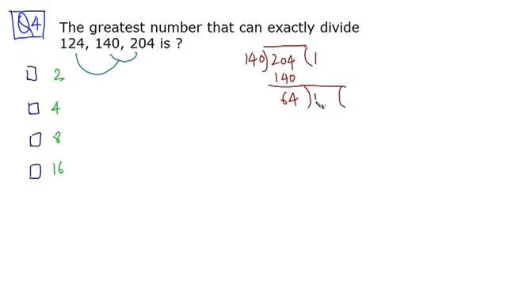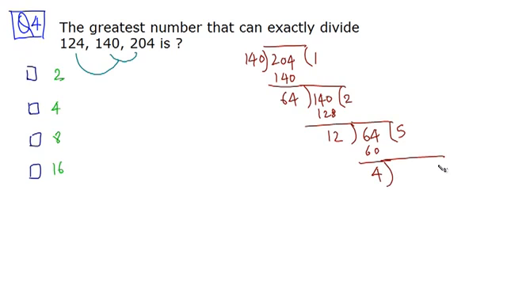Now this is not 0, so we are going to divide 140 by 64. So 64 times 2 is 128. The remainder is 12, and which is again not 0, so 64 is going to be divided by 12. So 12 5s are 60. We have the remainder 4. Now again we are going to divide 12 by 4. So 4 3s are 12, and the remainder is 0. So 4 is the HCF.